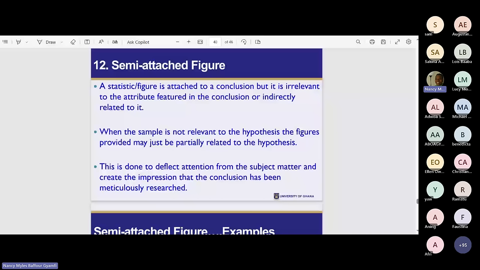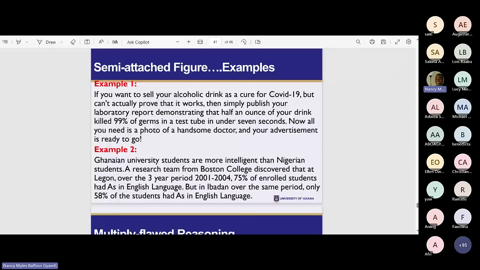But is this the same as precision or mathematical mystification? Not exactly so. This one has to do with relevance. If you want to sell your alcoholic drink as a cure for COVID-19, but can't actually prove that it works, then simply publish your lab report demonstrating that half an ounce of your drink killed 99% of germs.